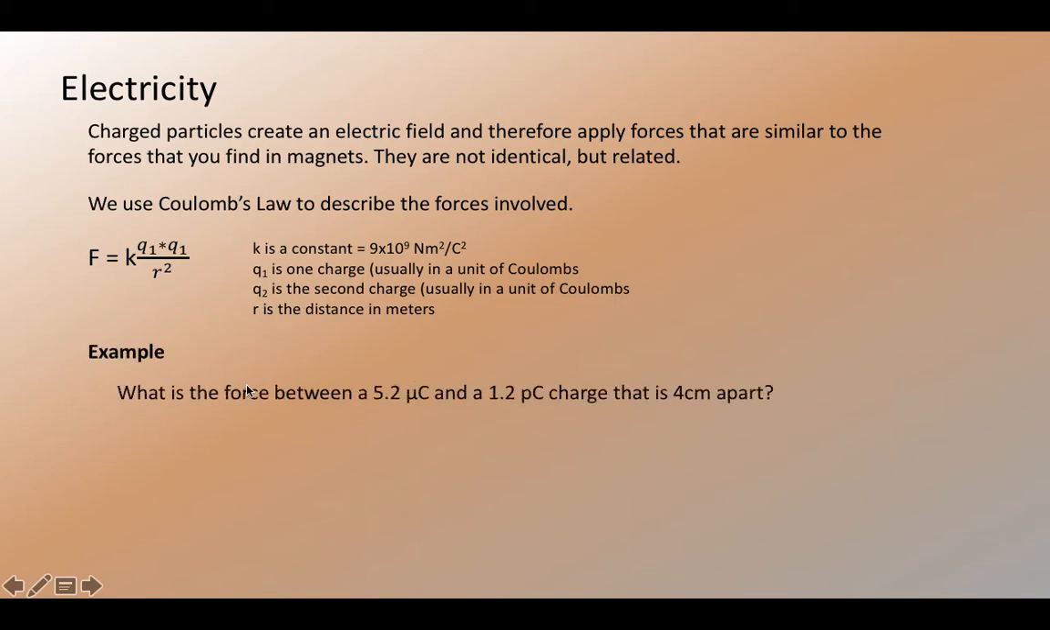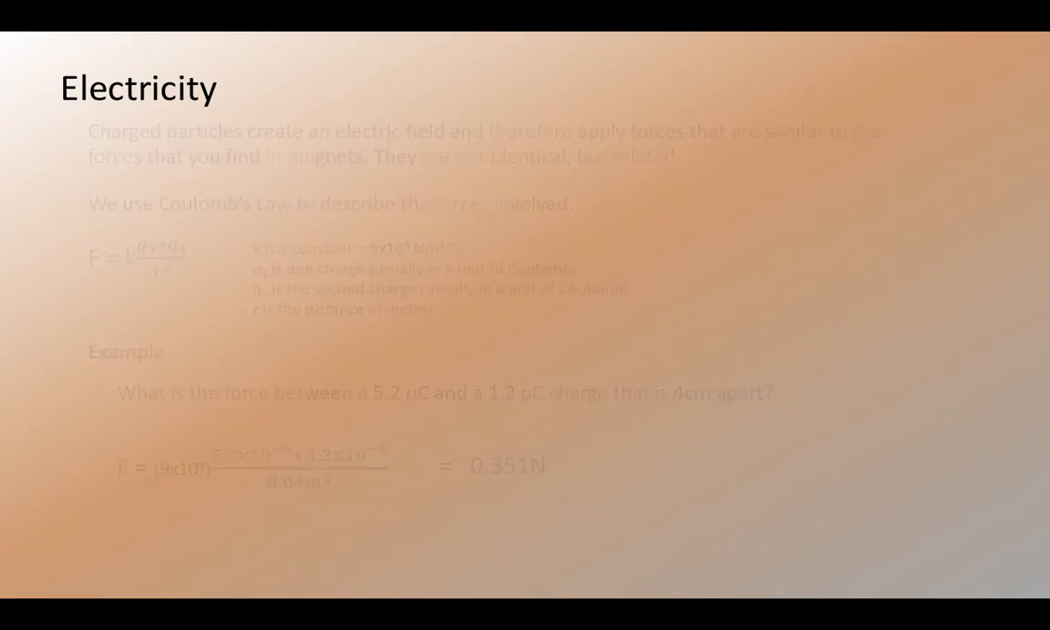So let's take a look at an example. What's the force between a 5.2 microcoulomb and a 1.2 picocoulomb charge that are 4 centimeters apart? So we take that and put it into our equation: 9 times 10 to the 9th, 5.2 times 10 to the negative 6, because that's what micro is, 1.2 times 10 to the negative 9th, that's picocoulombs, and 0.04, the 4 centimeters needs to be converted to meters, and then we square that. When we're finished, we get a force of 0.351 newtons.